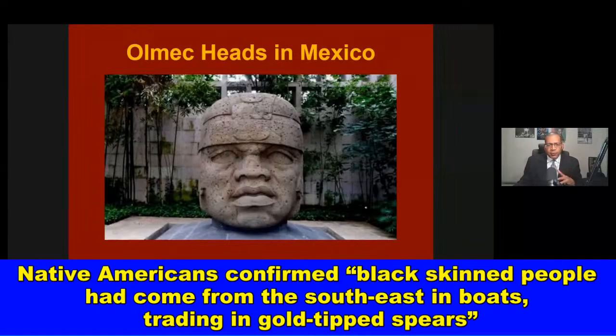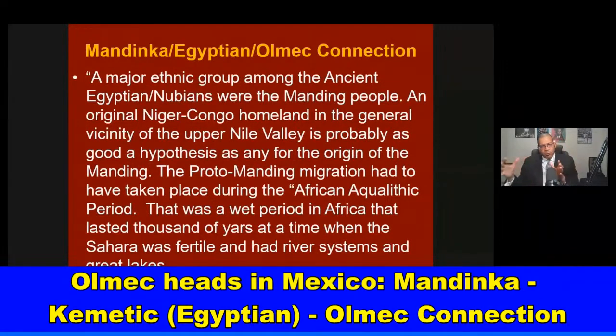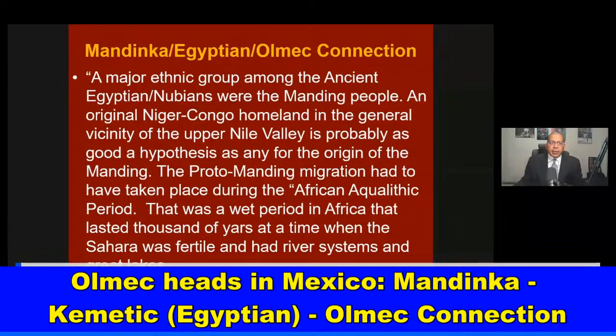So we deal with the Olmec heads in Mexico, in Central America, and who were the Olmecs. Also, once again, we go throughout thousands of years of history, look at these different civilizations. Dr. David Imhotep in The First Americans Were Africans talks about the Mandinka Egyptian Olmec connection. He said, quote, a major ethnic group among the ancient Egyptian Nubians were the Manding people, an original Niger Congo homeland in the general vicinity of the Upper Nile Valley is probably as good a hypothesis as for the origin of the Manding.